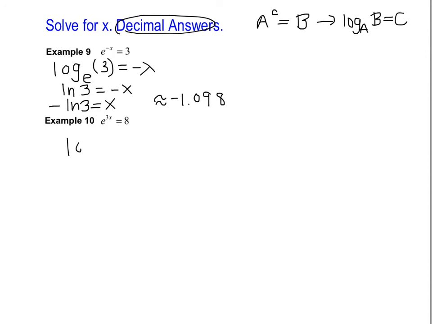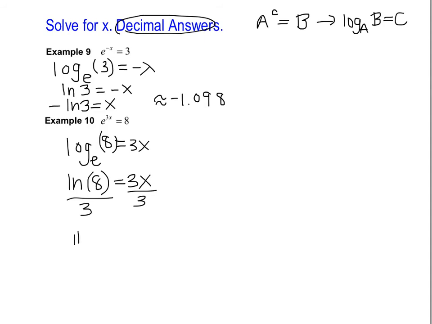Same thing for the next one. Let's convert it to log form. So log base e of 8 is 3x. So log base e is ln. It's the natural log. And to get x by itself here, we just need to divide by 3. So we can go in our calculator, type in the ln of 8, and then divide that by 3. And you'll get about 0.693.